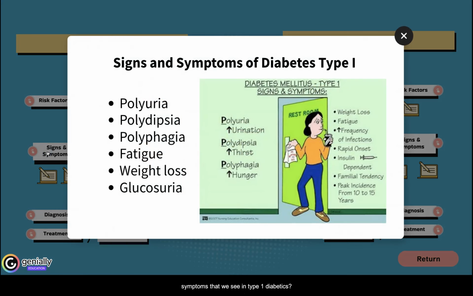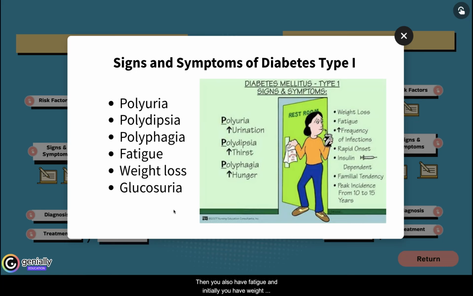What are the signs and symptoms that we see in type 1 diabetics? The 3 Ps. These are the 3 Ps right here, right? The 3 Ps of diabetes. Polyuria, polydipsia, polyphagia. Polyuria is excessive amounts of urine. Polydipsia is excessive thirst. And polyphagia is excessive hunger.